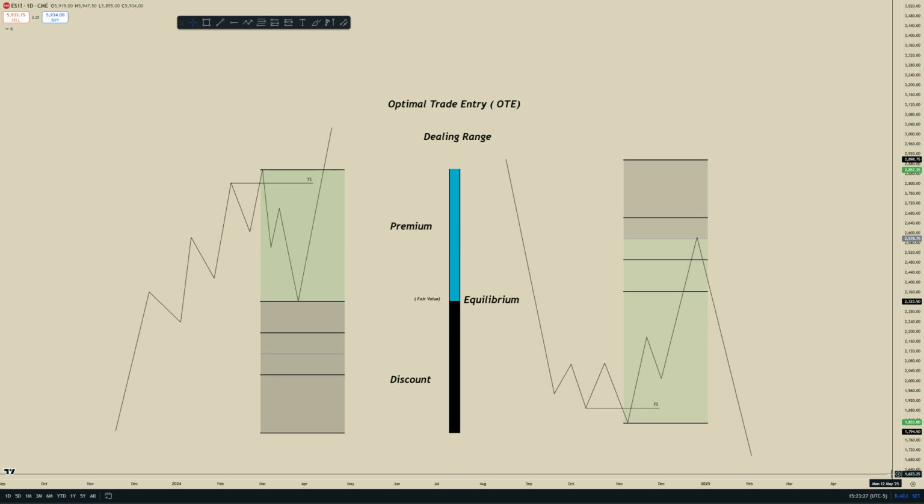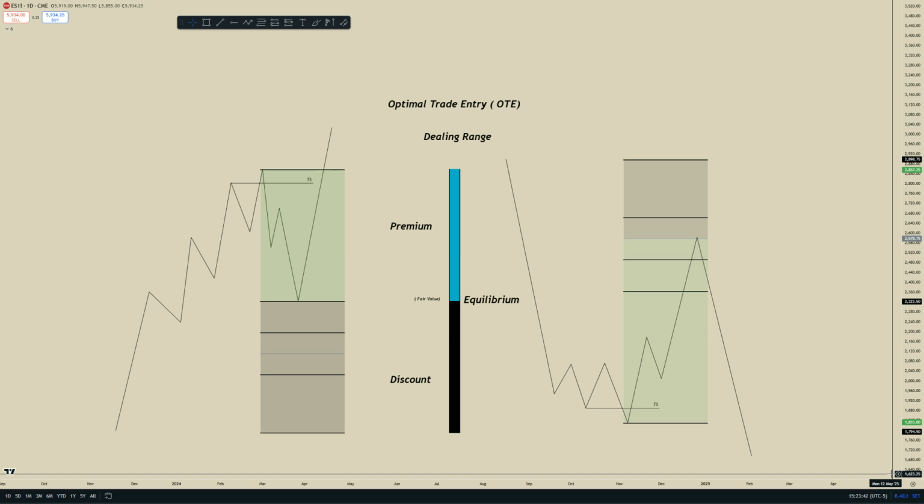So basically all OTE is about where you are in your range. Your dealing range from your swing high to your swing low. Are you going to be in premium, equilibrium, which could also be known as fair value, or you're at the bottom half, which would be your discount, whatever the case may be.